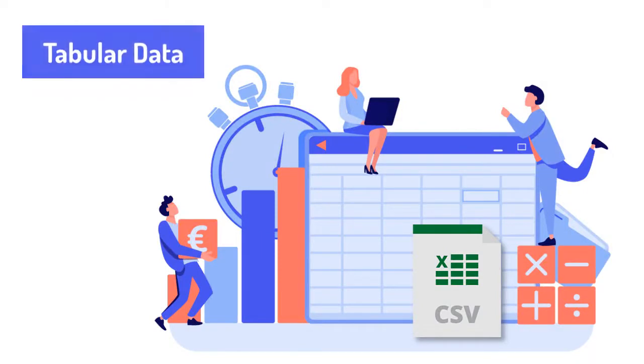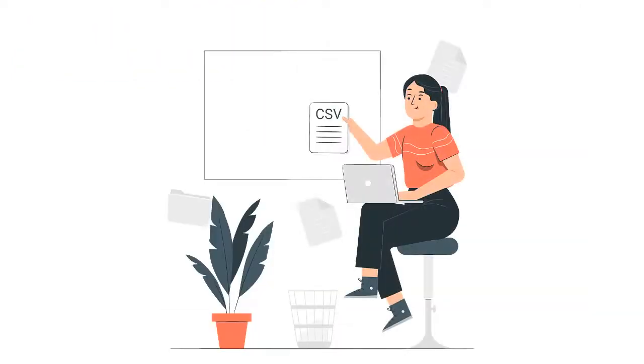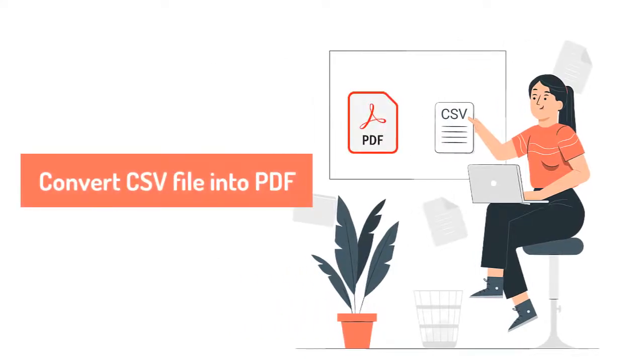A CSV file is the most primary file type to display tabular data. It is a text file having every two consecutive elements separated by a comma. It is a simple file but not widely compatible. So, you must convert it into a widely compatible file type such as PDF.